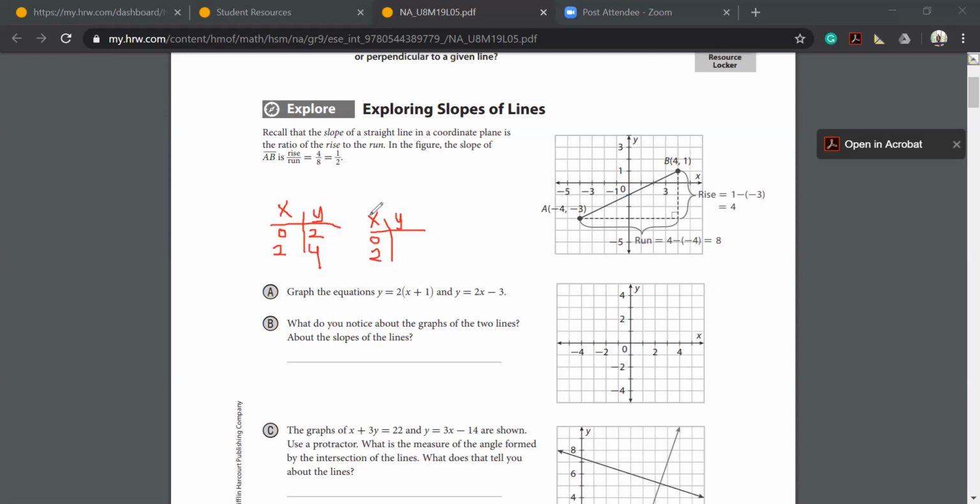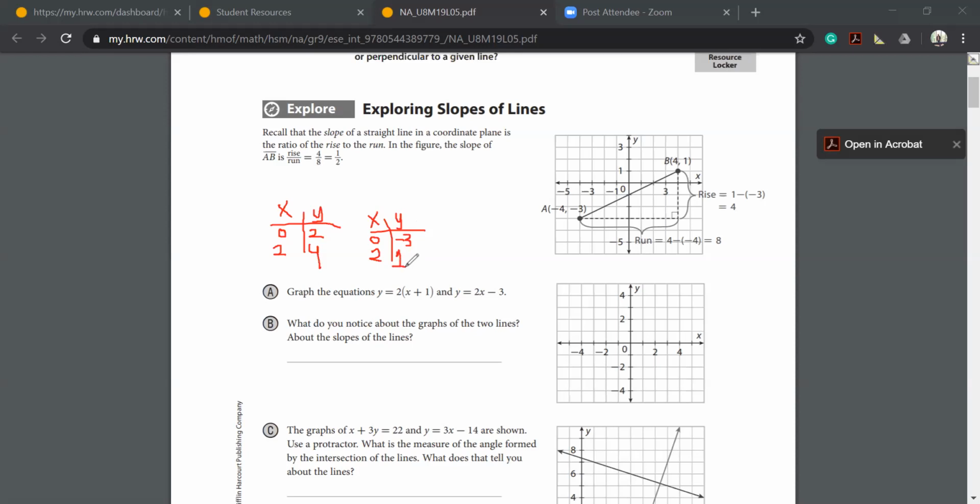What about here, using the second line? Let's substitute. 2 multiplied by 0 is 0. 0 minus 3 is minus 3. So 0 and negative 3 is the first point. And then 2. 2 multiplied by 2 is 4. 4 minus 3 is 1. So 2 and 1.